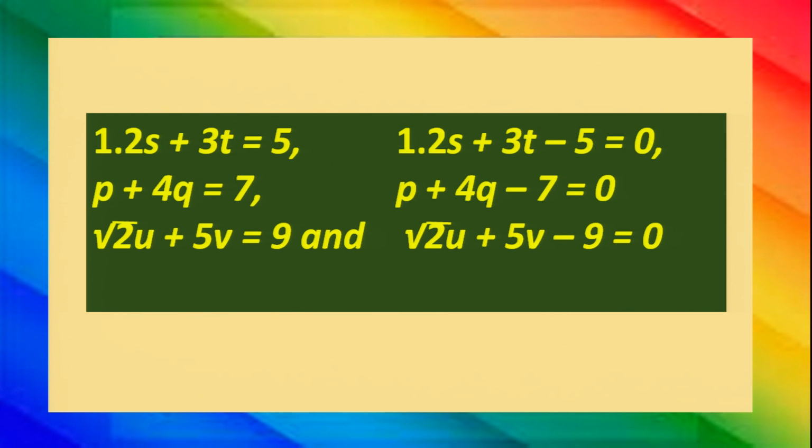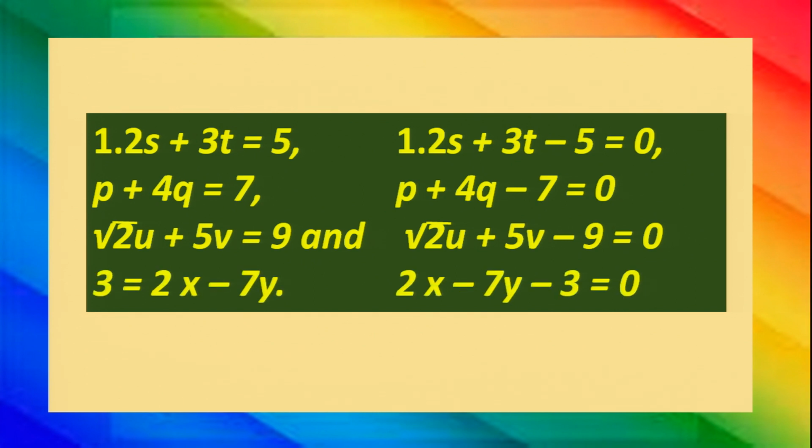In root 2u plus 5v is equal to 9, this can be represented by root 2u plus 5v minus 9 equal to 0. Here again you consider a u in place of x and v in place of y. Then here a is root 2, b is 5 and c is minus 9.